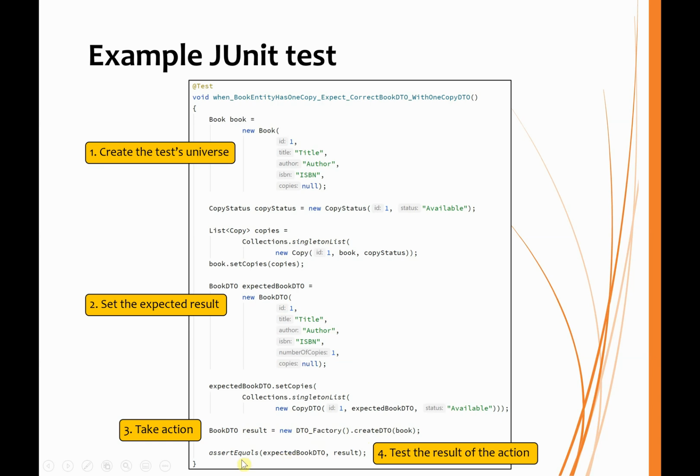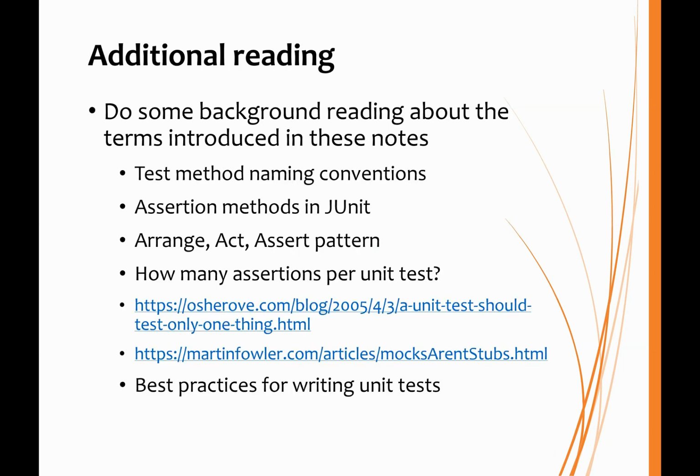And that assertion, if it passes, means that the whole test will pass, and if the assertion fails, the test will fail. This four-step approach is typical of a test. Create the test's universe, set the expected result, take some action, and then test the result of the action. There's a lot of additional information to be found on the internet and elsewhere, and so I recommend that you do some background reading on some of these things.